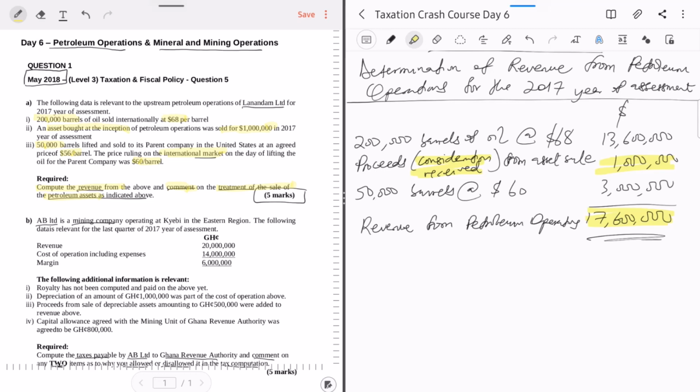So this is the principle they wanted to test here. Number one is, do you know which price should be used? It is the fair value or the market value of the petroleum. Next is that when an asset is disposed of, we need to include the full amount as part of the income from petroleum operations. Please remember, this is very important. Okay, let's do the second question.